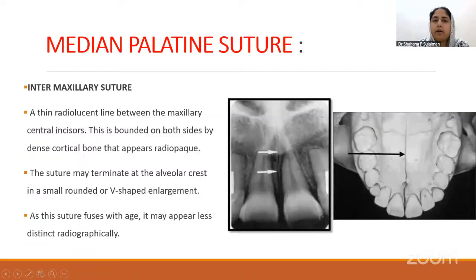Now the next landmark is the median palatine suture. You know that the maxilla develops in two halves and it grows medially to fuse together at the mid-palatine suture.